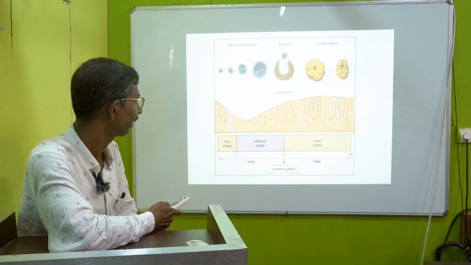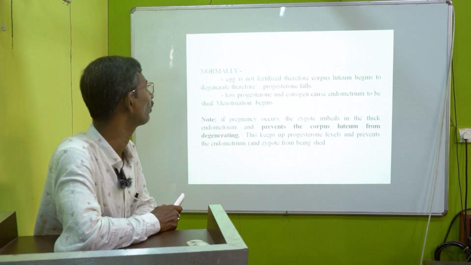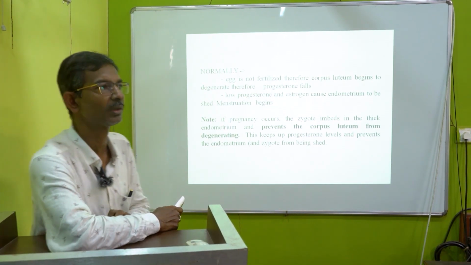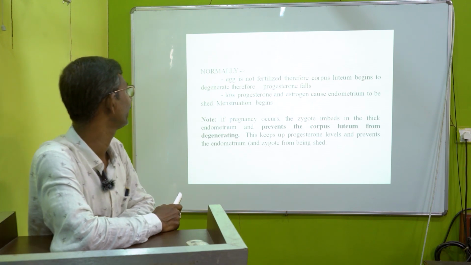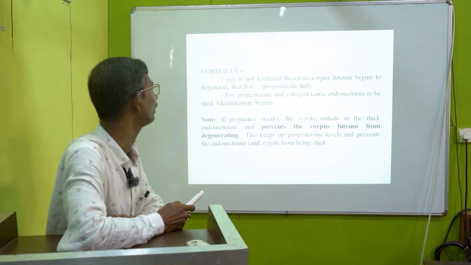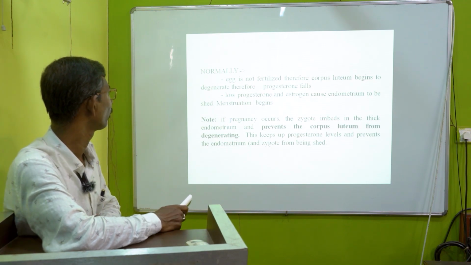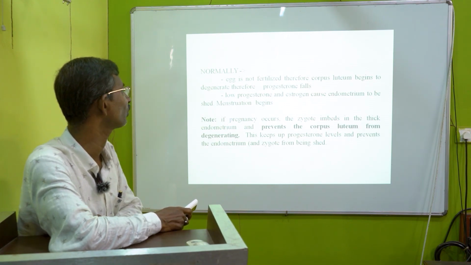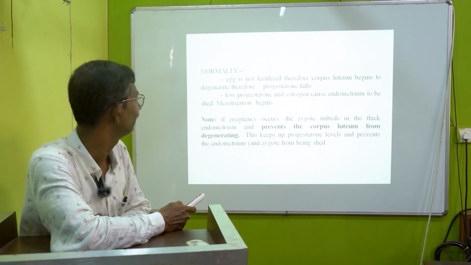two parallel events. Then next, in the normal case, the egg is not fertilized, because the sperm does not come to the fallopian tube, and therefore the corpus luteum begins to degenerate. Therefore progesterone falls. Low progesterone and estrogen cause the endometrium to be shed, and the menstrual cycle begins.